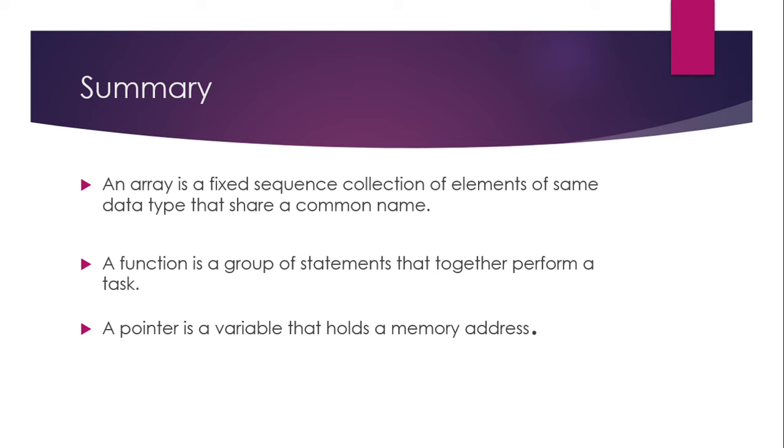Then array. An array is a fixed sequence collection of elements of the same data type that share a common name. It is fixed, meaning if we are going to enter 50 values, only 50 values can be entered. It cannot be changed, and inside it is all the same type of data. Next, function. Functions are a group of statements to perform a task. Pointers hold the memory address.